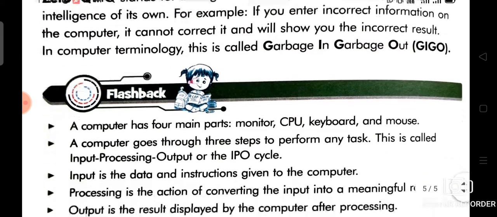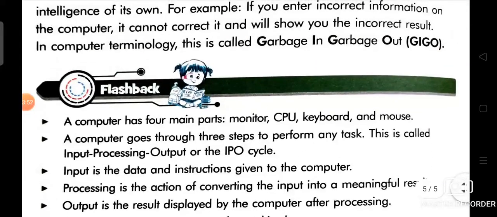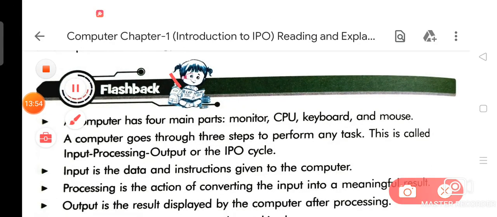Now student, we are going to read about the flashback. What is it? It is flashback. Your first point is a computer has four main parts: monitor, CPU, keyboard and mouse. Number two, a computer goes through three steps to perform any task. This is called input, processing, output, or the IPO cycle.